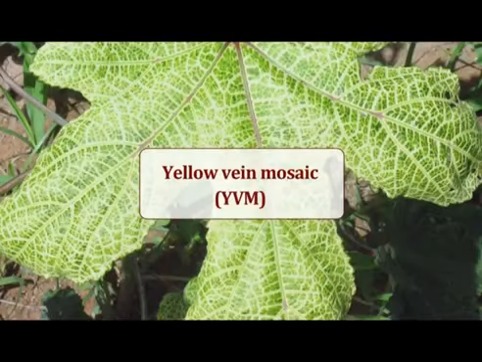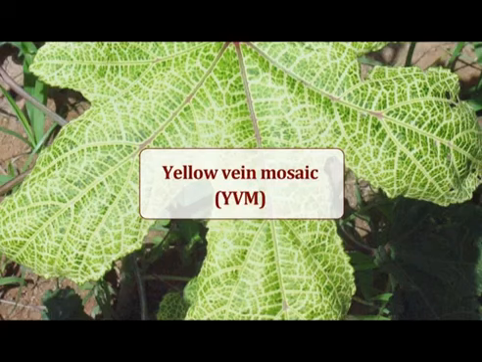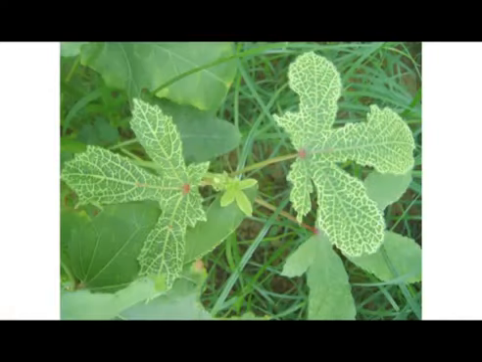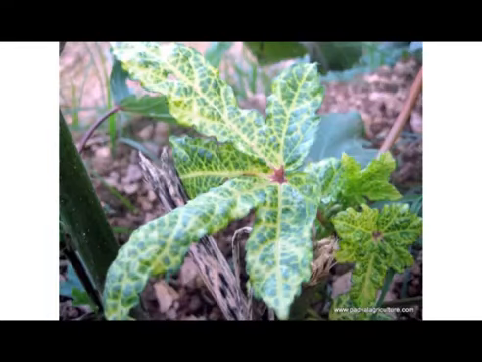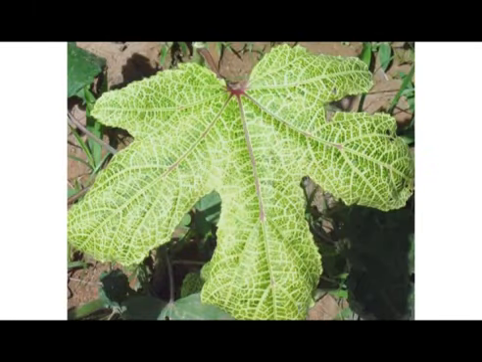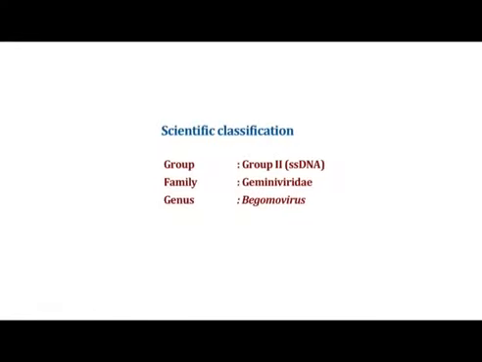Next important disease is the yellow vein mosaic. The characteristic symptoms include vein yellowing and thickening of leaves, forming a network of veins and veinlets in the infected leaves. Now let's see the classification of this disease. It is grouped under group 2, single-stranded DNA, family Geminiviridae, genus Begomovirus.